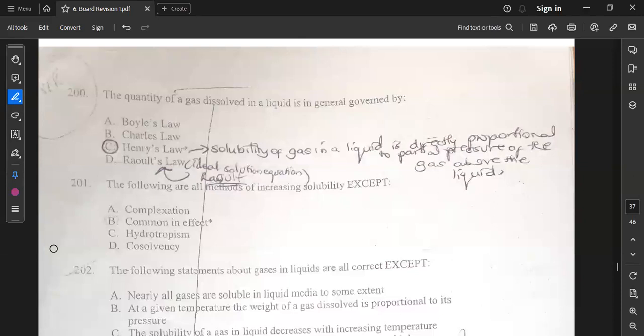Is it supposed to be common ion effect? Yes, it's the common ion effect. It describes the effect on equilibrium that occurs when a common ion is added to a solution. For common ion effect, it usually decreases solubility, but the question is asking for increasing solubility. For hydrotropism, I think Divya had sent something.